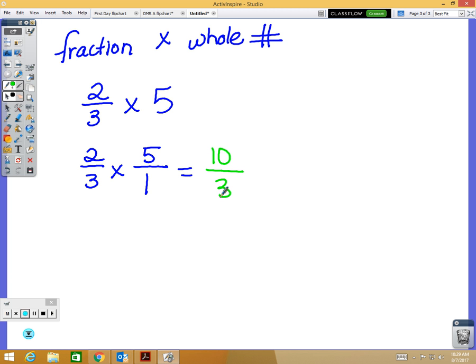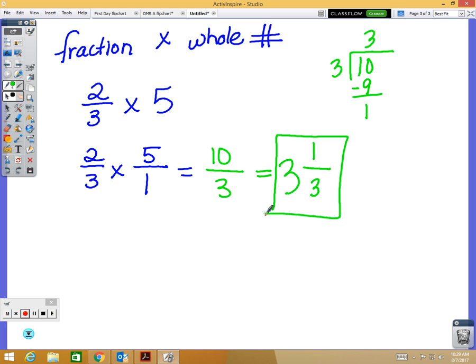That's improper, so I want to change it into a mixed number. Mentally, and again, I'm going to show my mental steps up here for our notes, how many times does 3 go into 10? 3 whole times. That would give me 9, so I'd have 1 left over. So my whole number is 3, my numerator is my remainder, and my denominator stays the same, which was a 3. So 3 and 1/3. Since this is my final answer, I'm boxing it in. All right, so that's how you do a fraction times a whole number. Any questions about that?